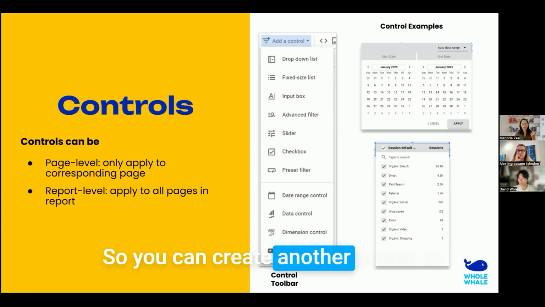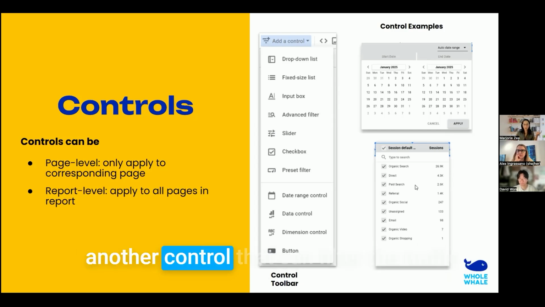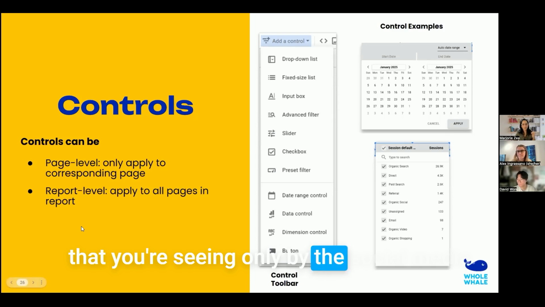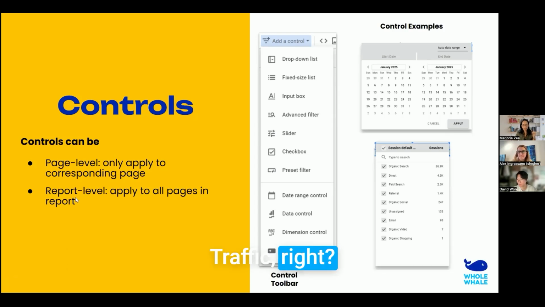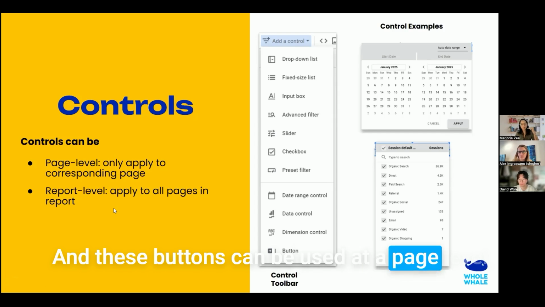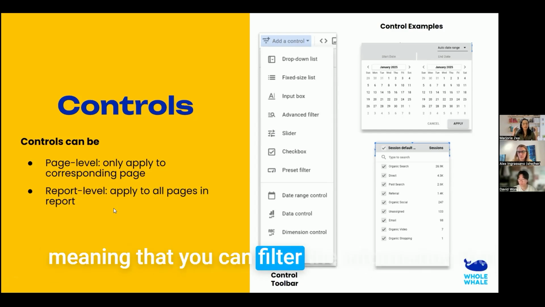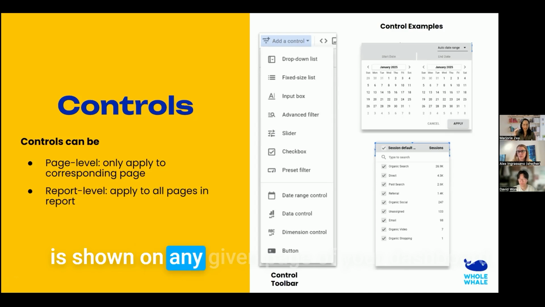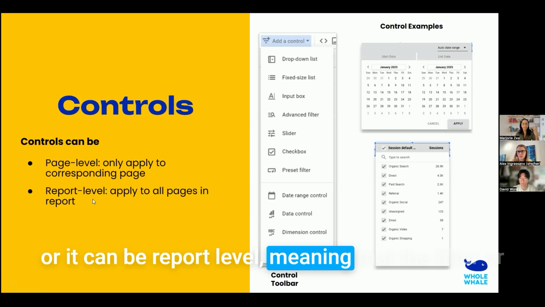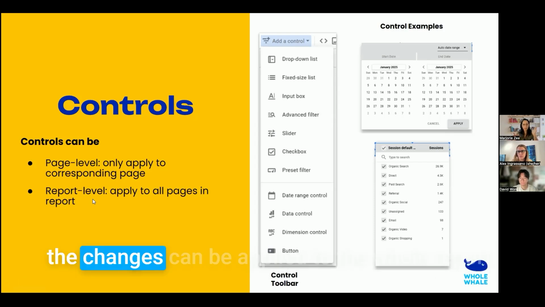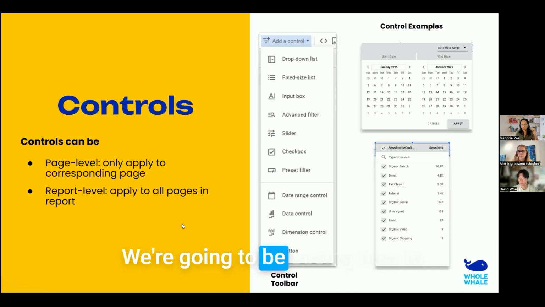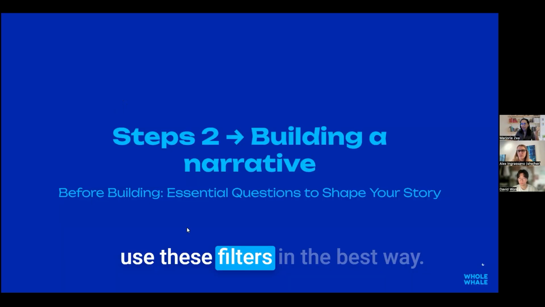So you can create another button or another control that can filter the traffic that you're seeing to only the social media traffic. And these buttons can be used at a page level, meaning that you can filter the information that is shown on any given page of your dashboard, or at a report level, meaning that the filter or the changes can be applied to the whole report. We're going to be seeing how to use these filters in the best way.